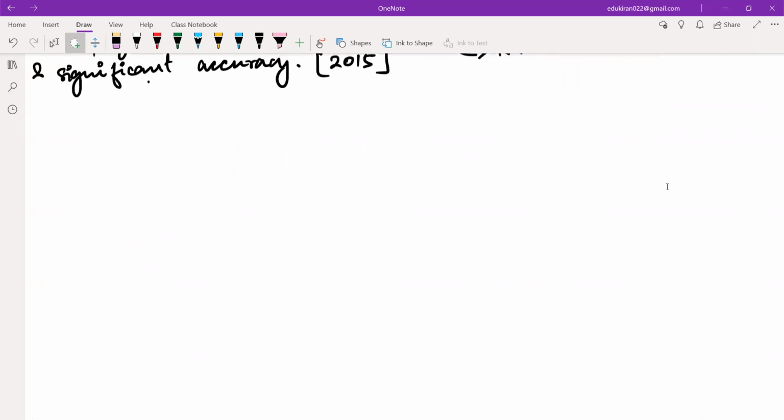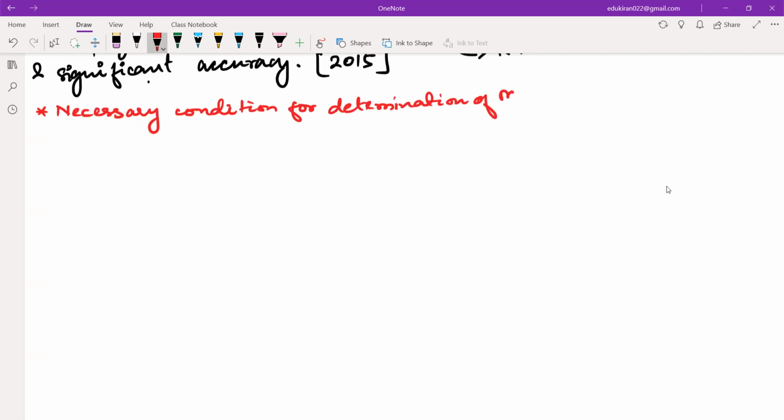Before that, write a point. Necessary condition for determination of MB, the molar mass of solute. I'm writing the point, you just note it down. I'm muting myself.